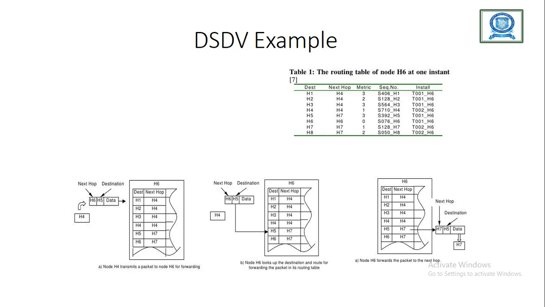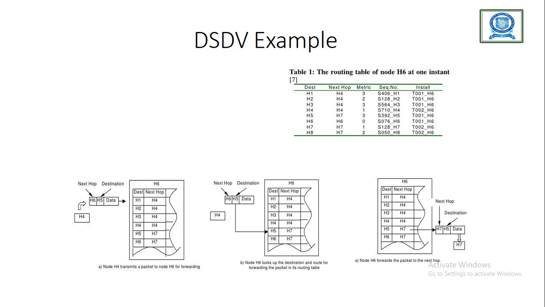Here it checks that the next hop is H6 and the destination is H5. The destination H5 is present in the routing table, but it says the next hop for reaching H5 is H7. So this packet will be forwarded to node H7. H6 will forward the packet with the next hop value of H7 and the destination of H5, with the same data. Now H7 will receive the packet.